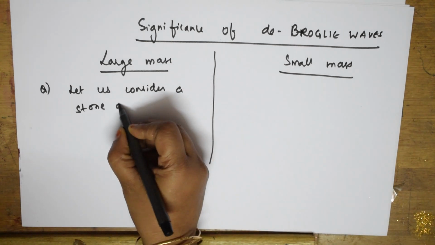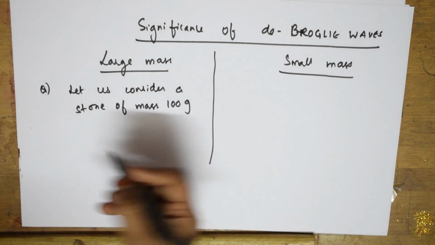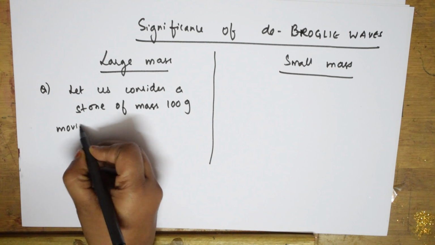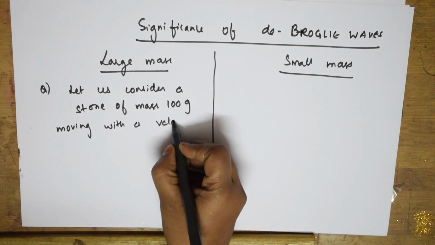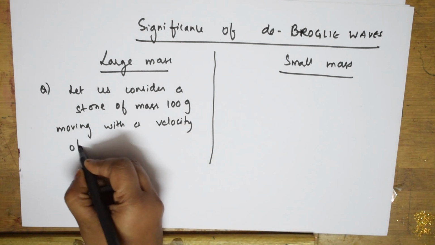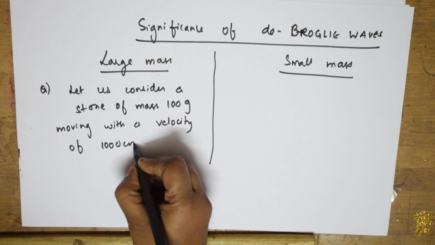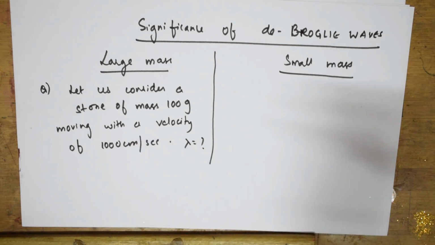A stone of mass 100 grams. Now this is moving with the velocity of 1000 centimeter per second. Now let us calculate lambda, how much it is.